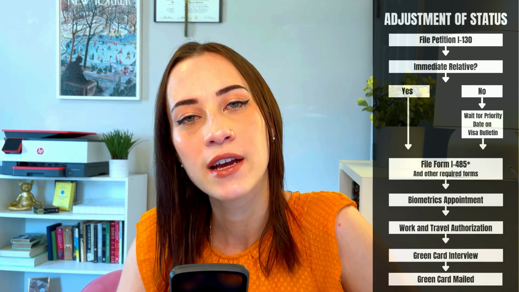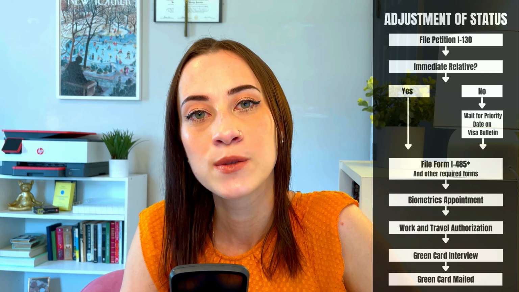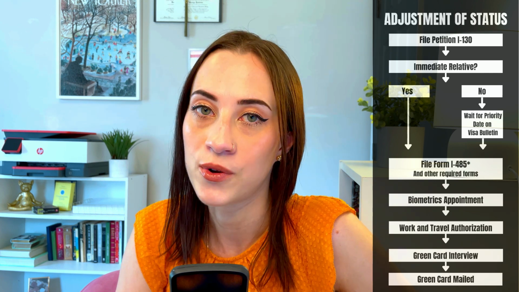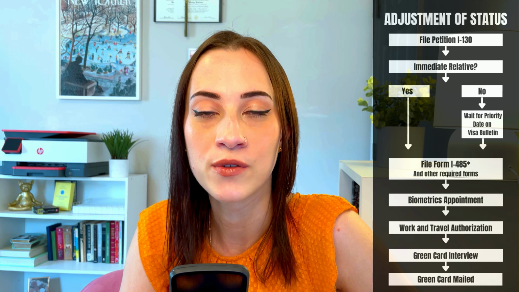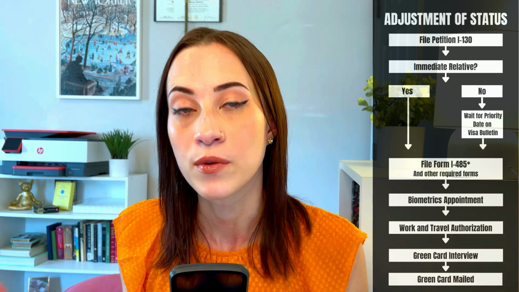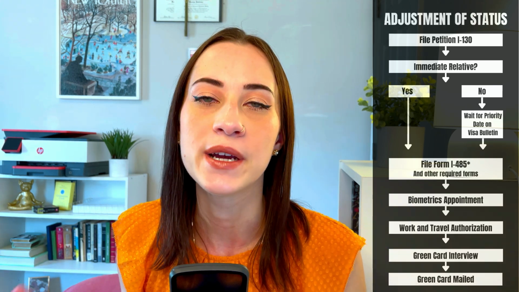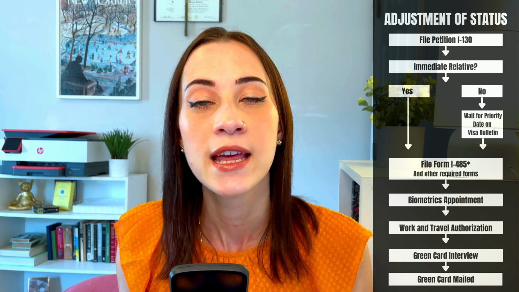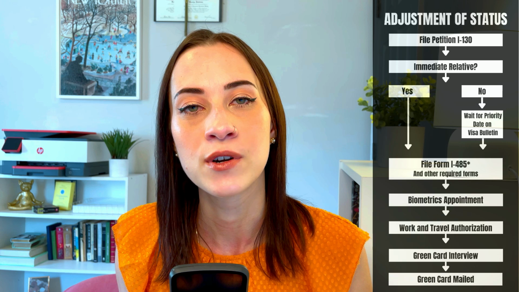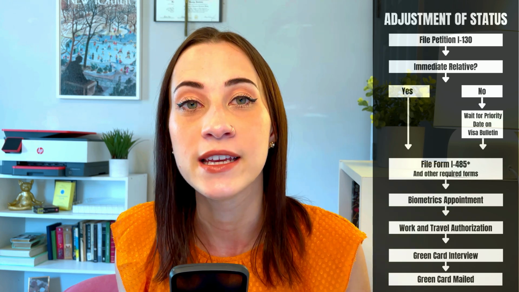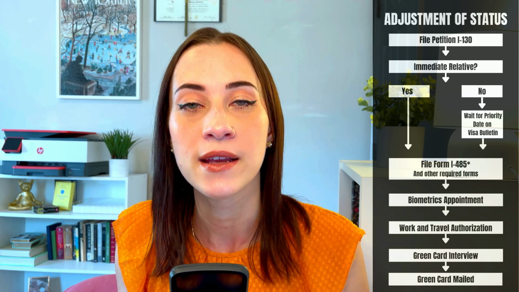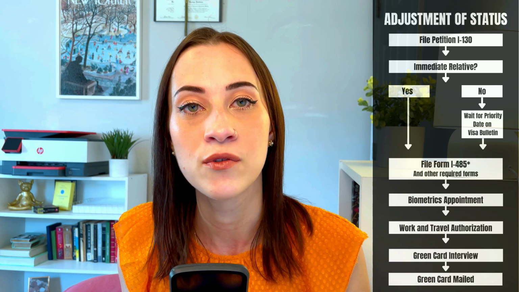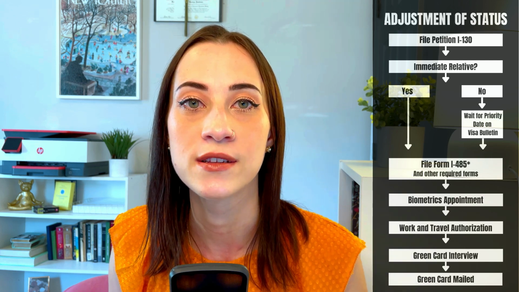And right now, actually, you will note that spouses and children of green card holders are also eligible for concurrent filing. Everyone else, like I said, will have to wait for their I-130 petition to be approved first. Then they will have to wait for their priority date on the visa bulletin, and then they will be able to apply for a green card to adjust their status.